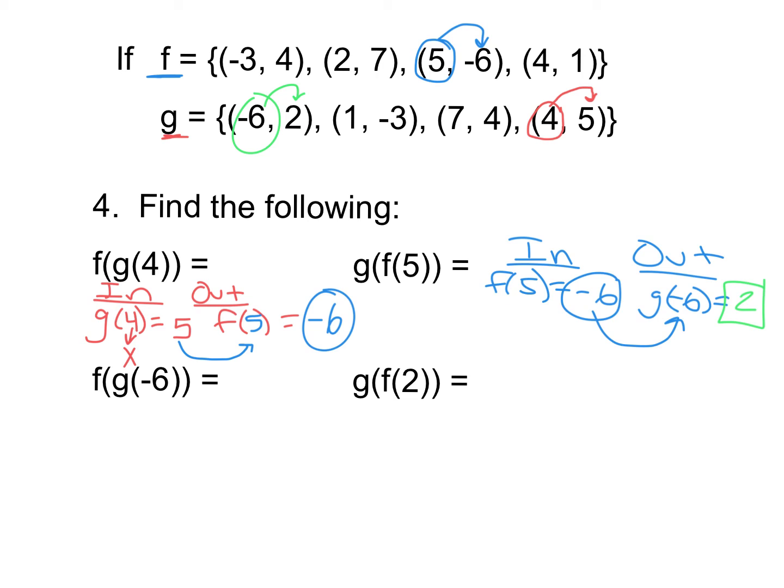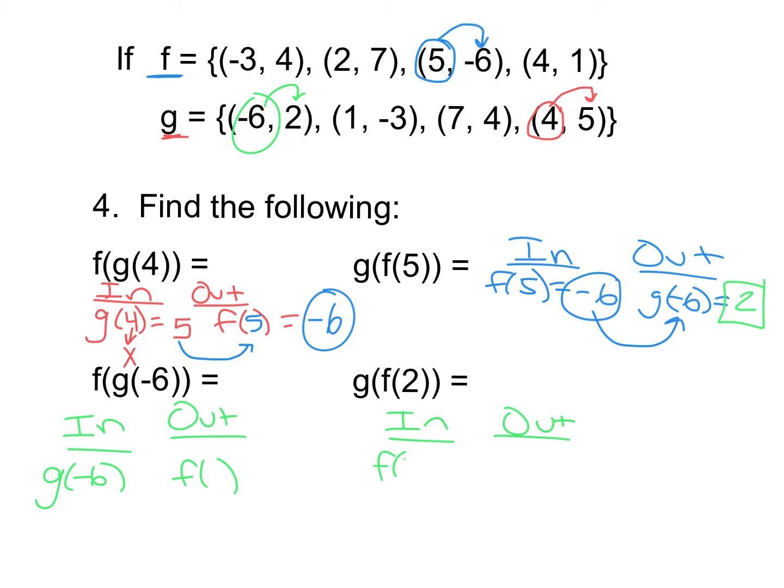So why don't you try the other two on your own? So in, out. So in is g of negative 6. Out is f of something. In is f of 2. Out is g of something.